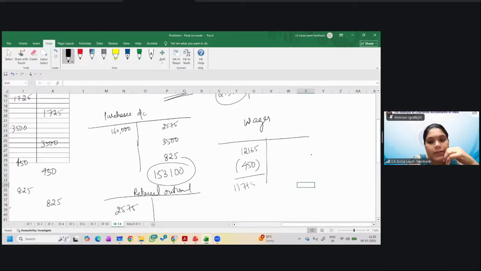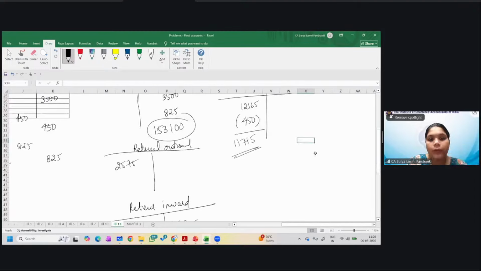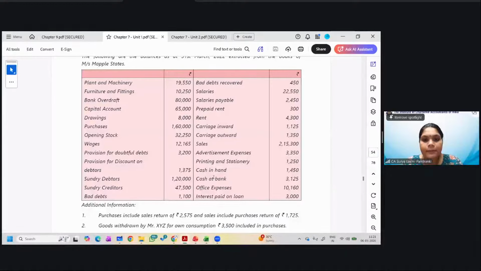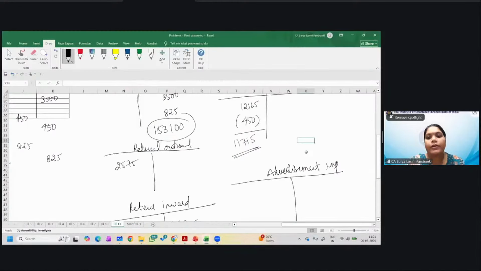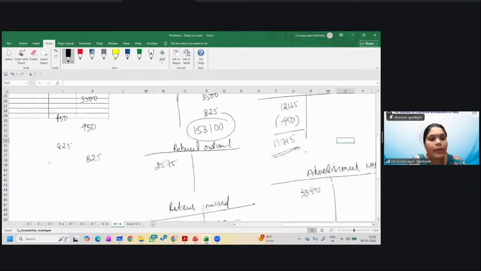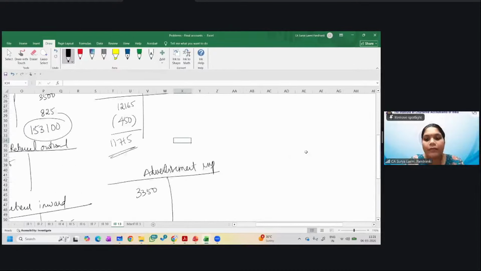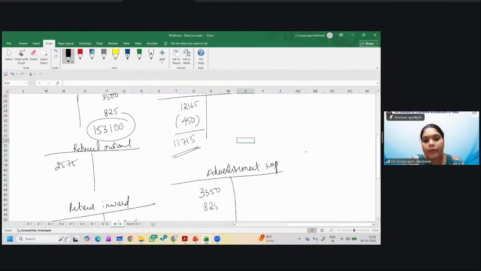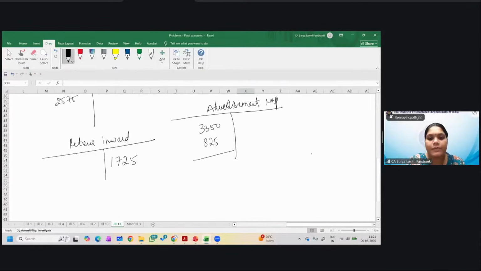11,715. Is this right? Okay. Next we have advertisement expenses. What are the advertisement expenses given in our table? 3,350, correct? And then what is the adjustment we made here? 825 has to be added. So what is the final advertisement expense? Calculate the final value. Okay, 4,175. Done.